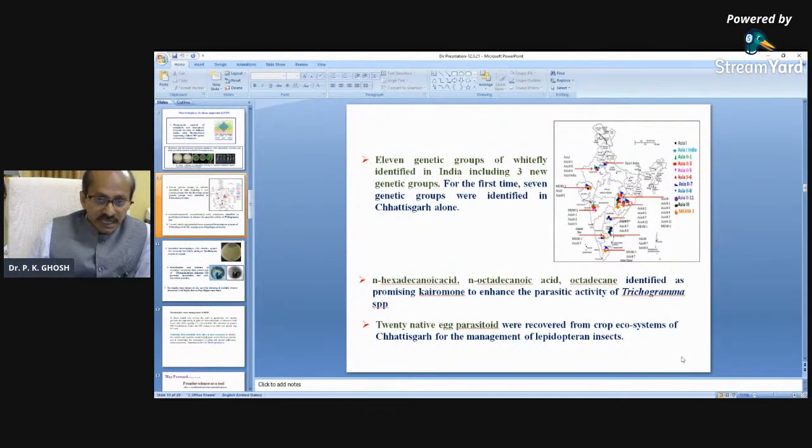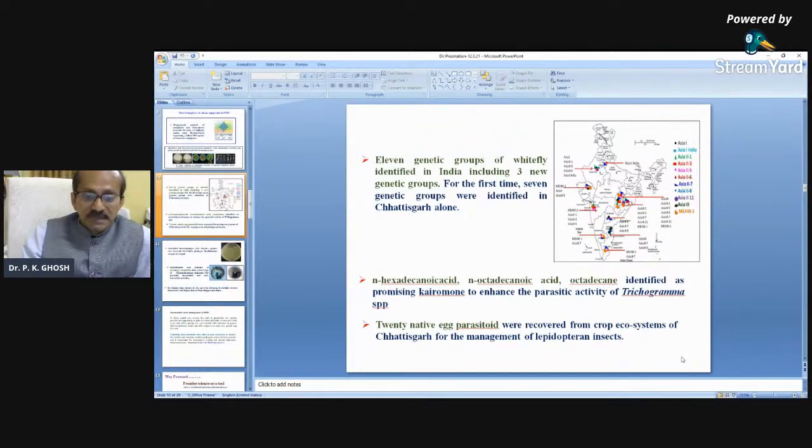Now, this is another interesting result. You could see that in the whole world, whitefly genetic groups number 44. In India, only 11 exist, but our team of scientists has identified another 3 new genetic groups of whitefly, particularly in the Chhattisgarh area of central India. So this is a good achievement, and now all the characteristics and transmission efficiency are under testing.